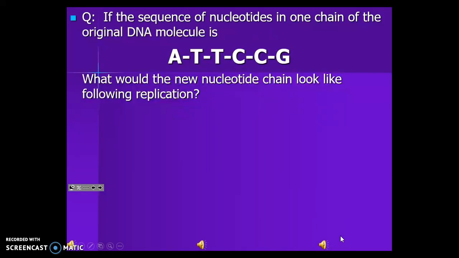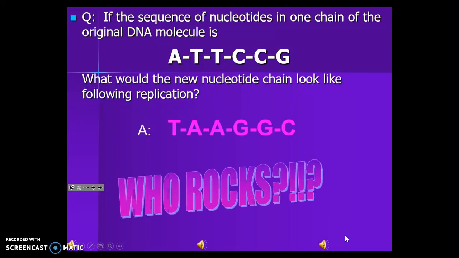And let's do one more practice together. If the sequence of nucleotides of one original DNA molecule were A, T, T, C, C, G, what would the new complementary replicated strand be? If you wrote down T, A, A, G, G, C, you are correct.